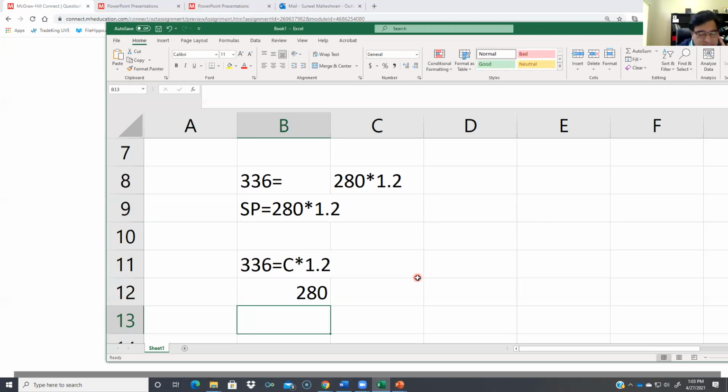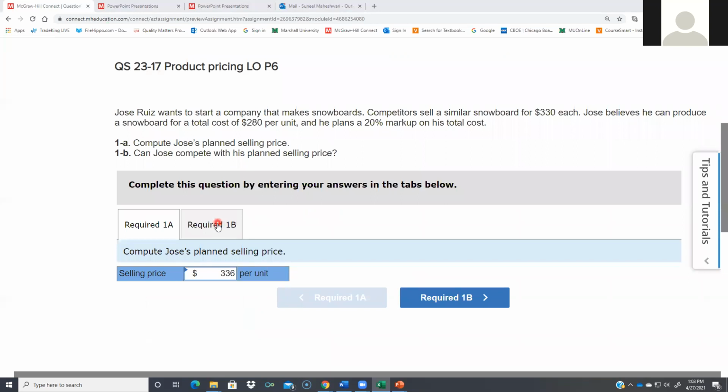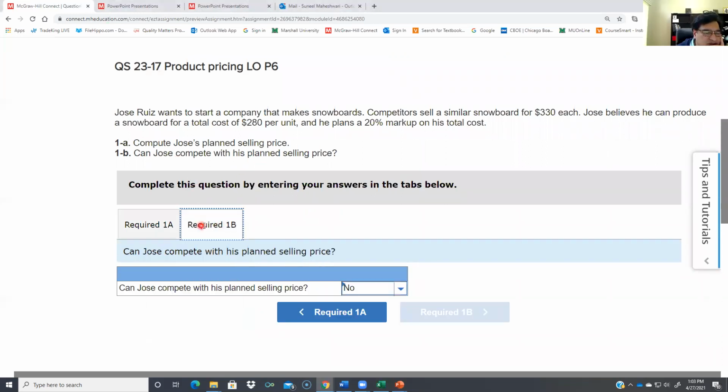Do you see what I'm saying? Yeah, it is just the math part of it. Can Jose compete with this planned selling price? Most likely no, because that's the target price that's given to you.